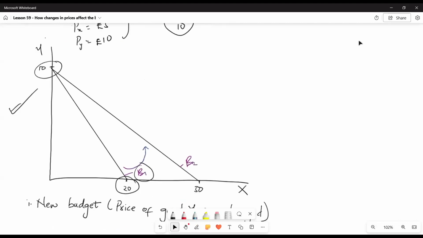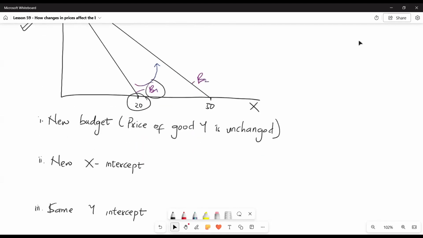Let's move on to when the price of good X changes without a change in the price of good Y. The first thing we are going to do is now write our new budget. So if the price of good X changes to X prime, which is equal to 2, then we have our new budget as 2x plus 10y equals 100. So the price of good Y is still the same and income is also the same, but the price of good X has now decreased from 5 to 2.